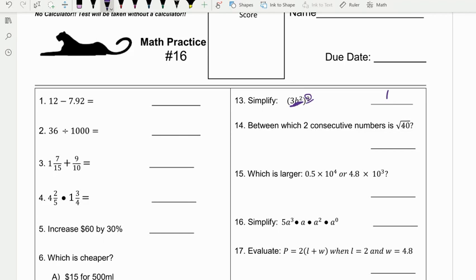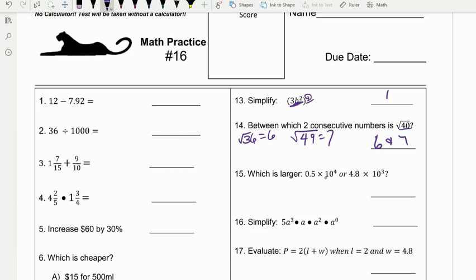So when we want to think about, well, where does the square root of 40 land? That means not the numbers near 40, but the square root of 40. Well, 40 falls between the square root of 36, which is equal to 6, and the square root of 49, which is equal to 7. So in this case, we would say the answer to this is 6 and 7. Okay? 6 and 7, consecutive numbers.